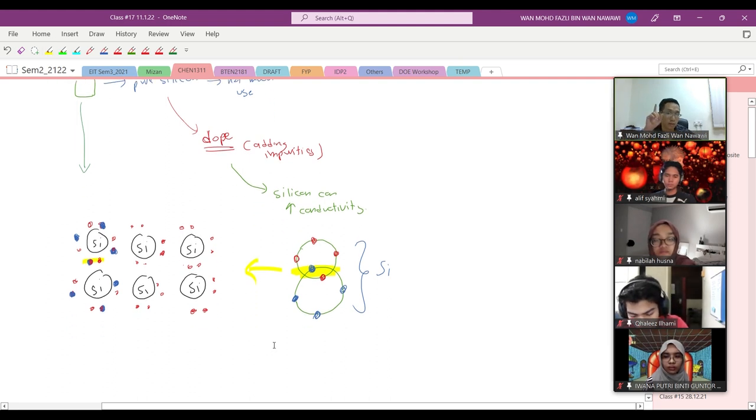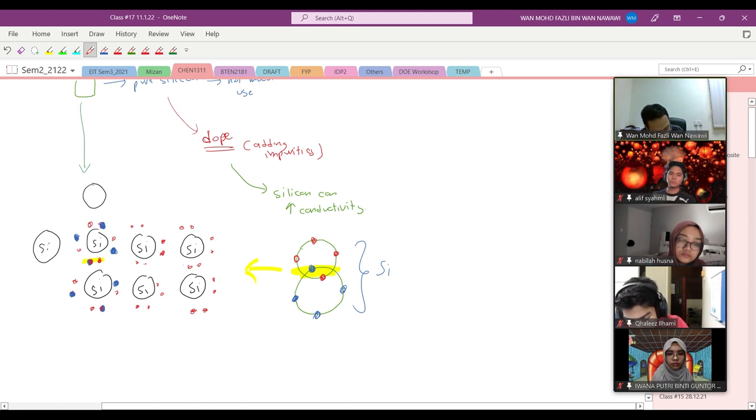So if, instead of silicon, you put another element, let's say phosphorus, let's say I draw. What time is it now? Already 5-6. Oh dear, I'm in a rush. Wait, I need to put something at the top here, it's easier to see like this.